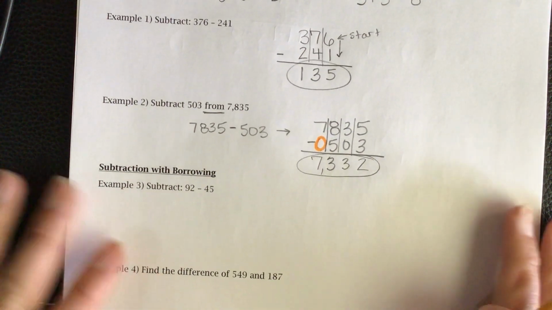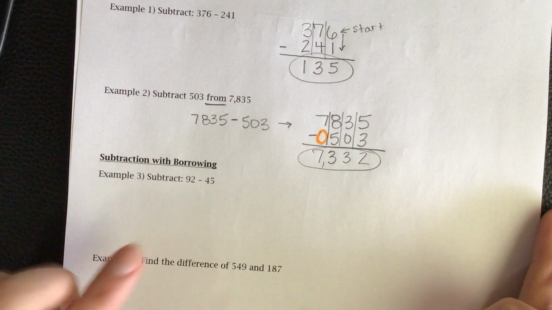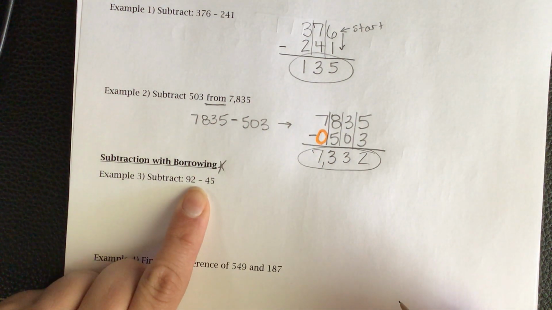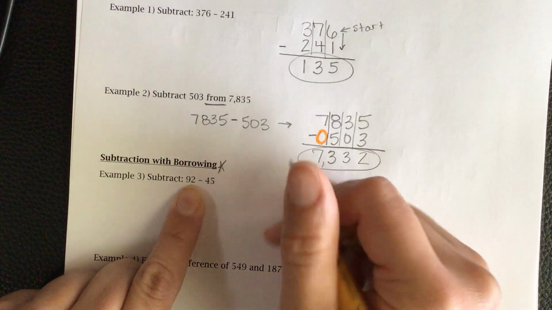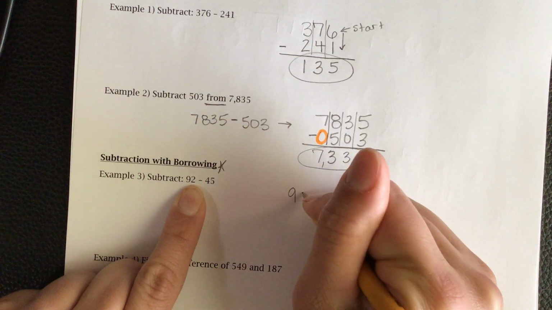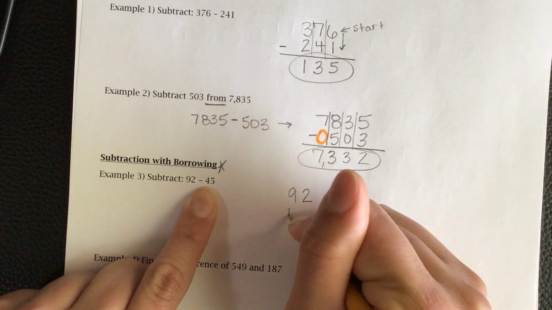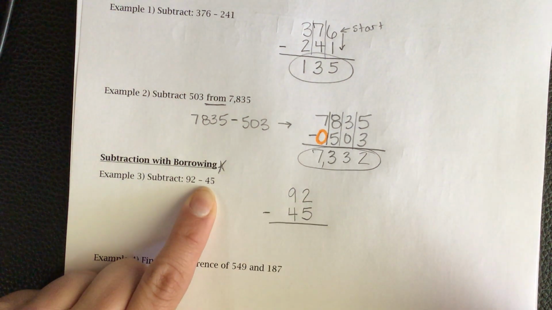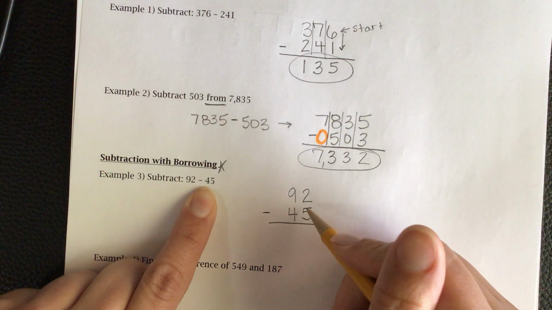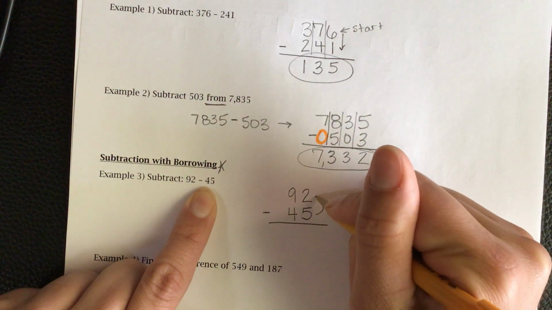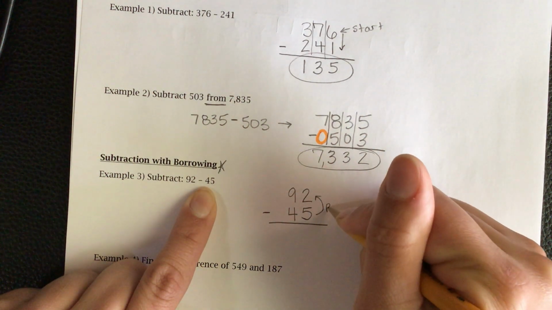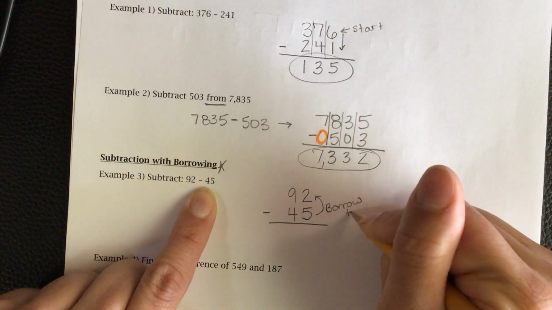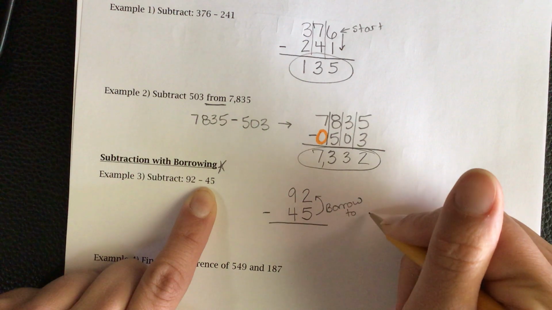It's borrowing that gets to be a little bit more challenging. Borrowing is the one that a lot of people need to practice. So we have 92 subtract 45. When I want to borrow is when the bigger number is on the bottom. We want to borrow to make the top number bigger.